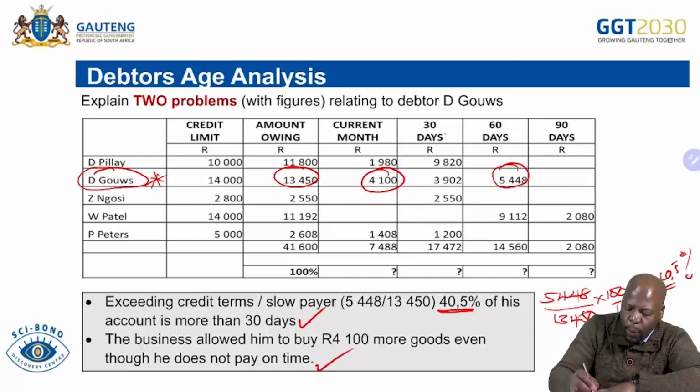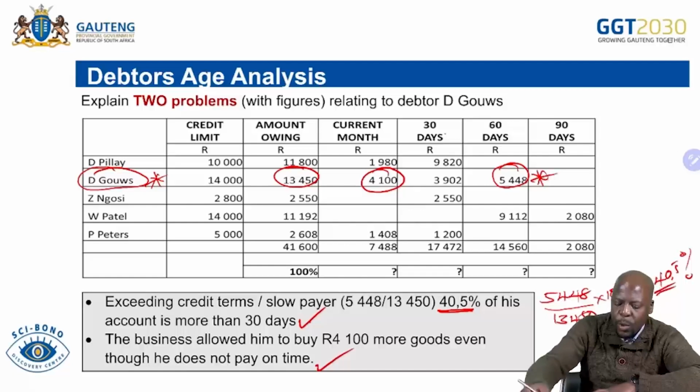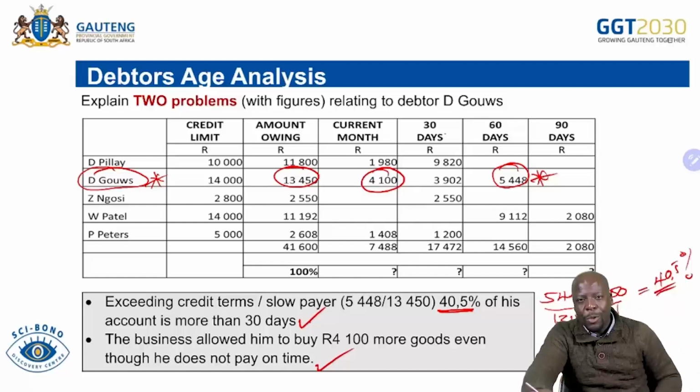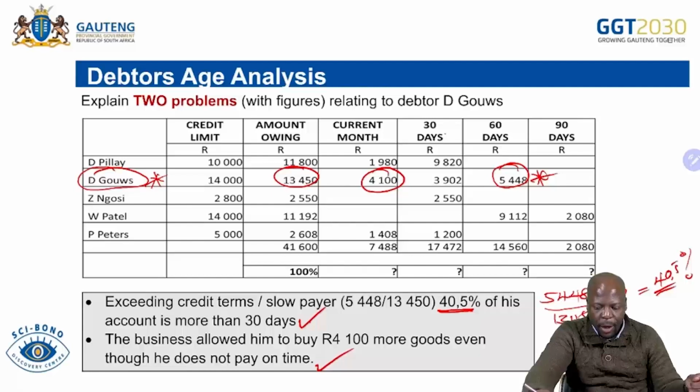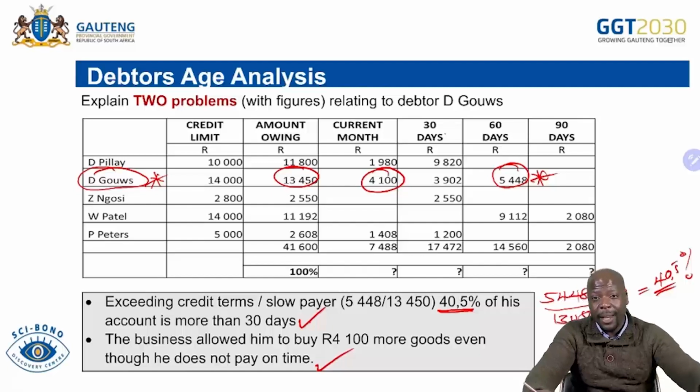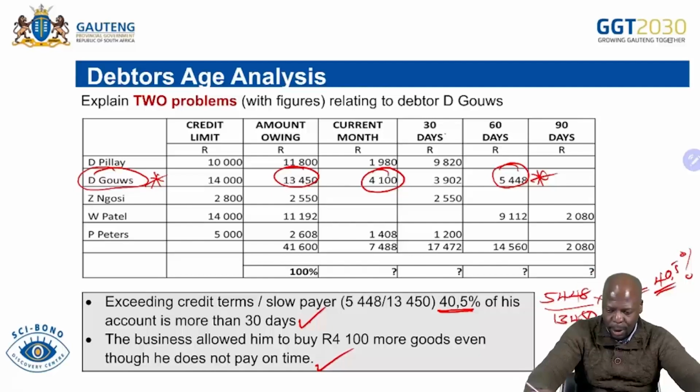So he's a defaulting debtor, you can see here, but we still allowed him to buy goods on credit. That is the two problems we can identify on Mr. Digau's. He is a debtor who is not complying, but we went on again and sold goods to him, even though he is not complying.